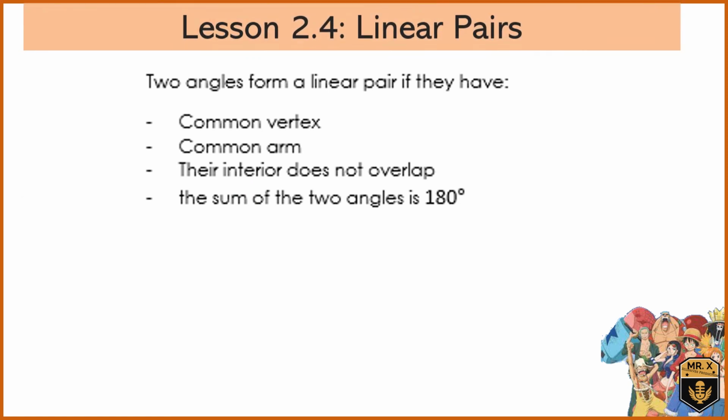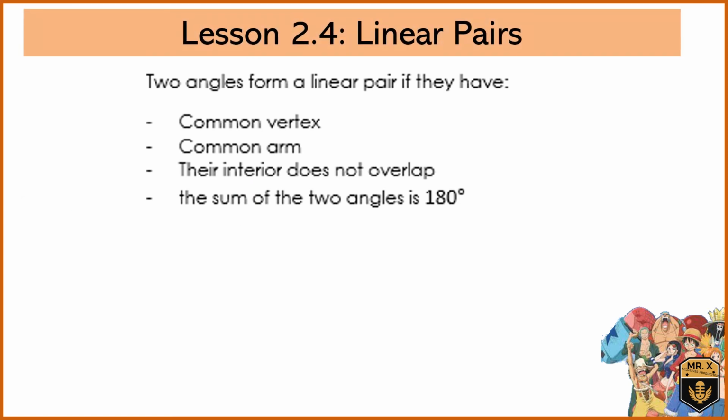Okay, lesson 2.4, linear pairs. Two angles form a linear pair if they have common vertex. Okay, next, common arm. Their interior does not overlap. The sum of the two angles is 180 degrees. In other words, linear pairs are angles nga adjacent gihapon class. Nagsikit, nagtapad, but ang ilang sum is 180 degrees.